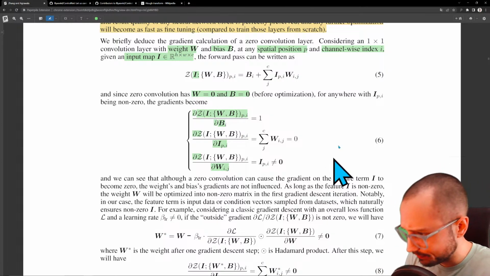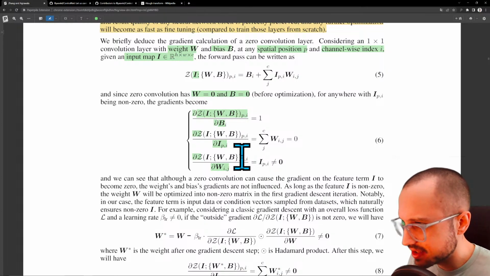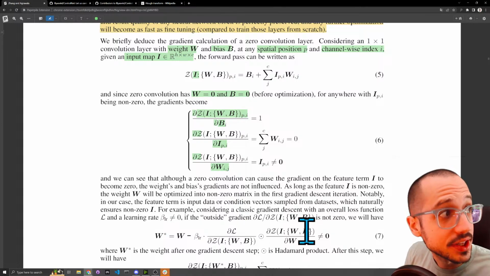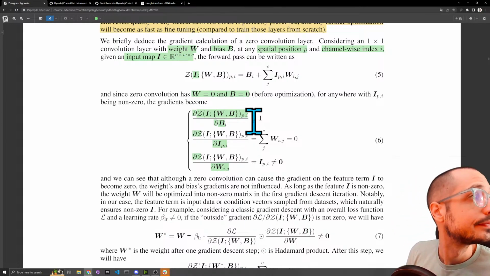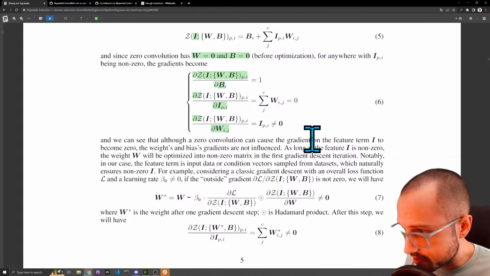Sorry about that again. Okay, so we're multiplying a bunch of inputs with a bunch of weights that are 0 and biases that are 0, and everything is just turning out to be 0. So let's see where they're going here. Let's see where they're actually taking us, because so far it doesn't seem like they're doing anything.